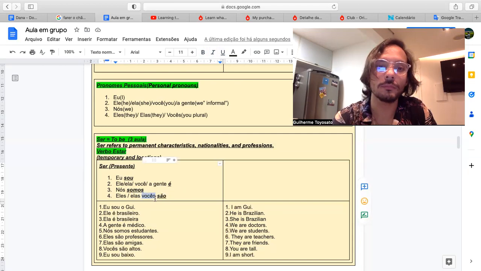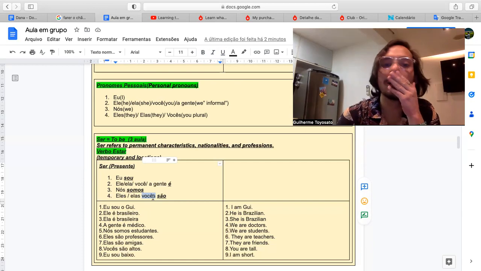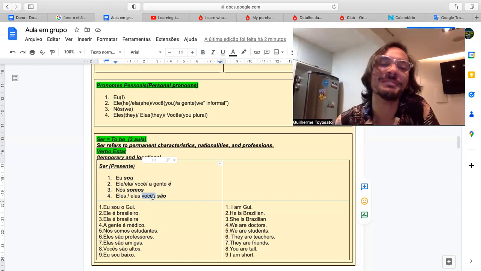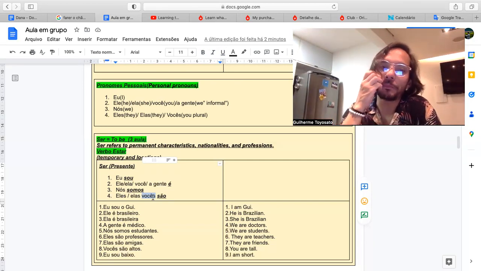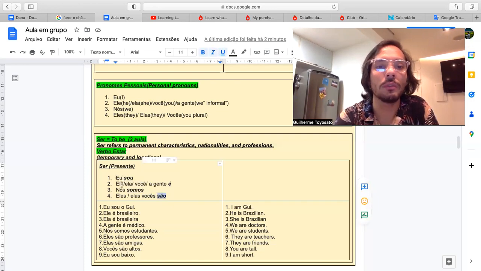Vocês são. Eles means they, masculine. Elas, they, feminine. Sorry, guys, I'm here to make mistakes, but I can help you with most of it. Vocês means you, plural form. Vocês são. So, again: eu sou. Ele, ela, você, a gente é. Nós somos. Eles, elas, vocês são.